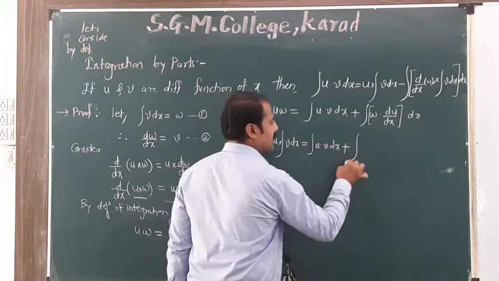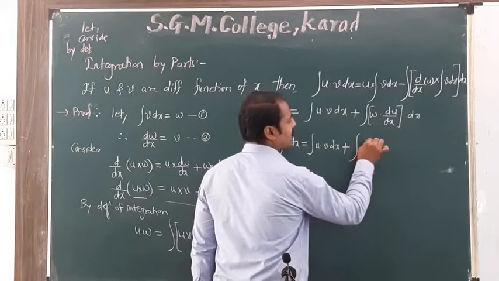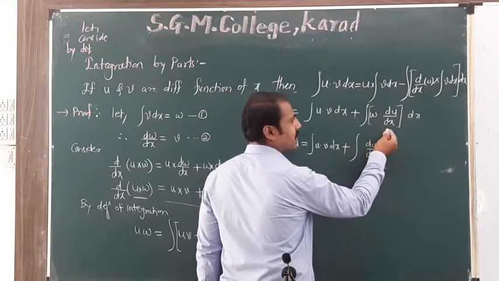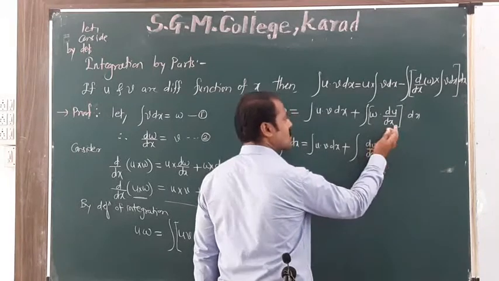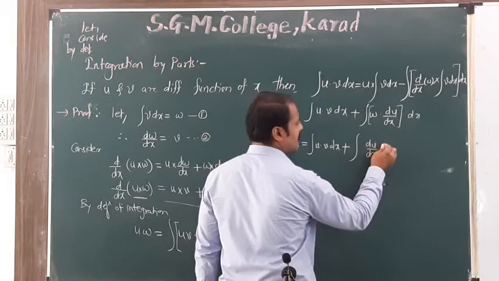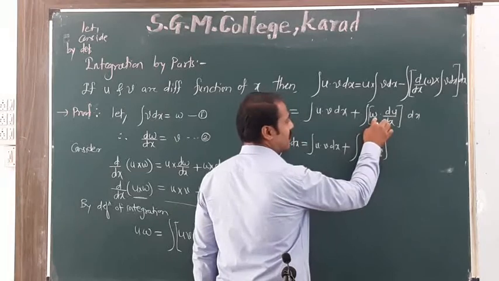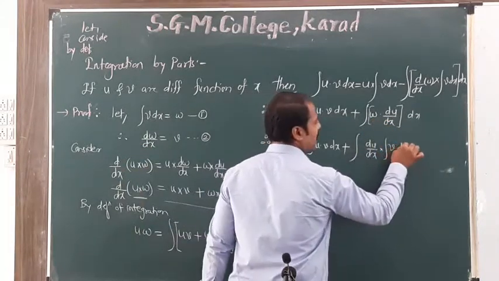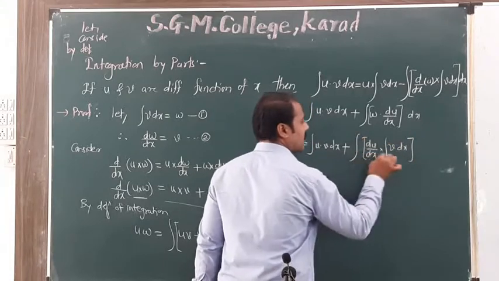plus integration of, writing du by dx first. U into v is the same as v into u, so writing du by dx first, and integration of second means w as second. W is nothing but integration of v dx, into dx.